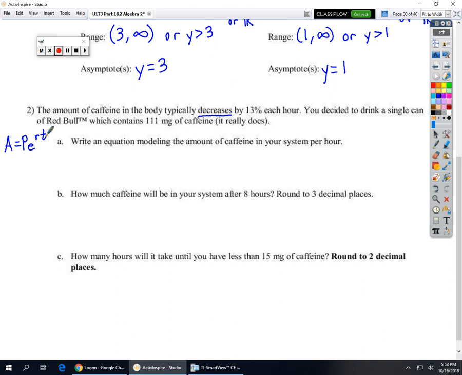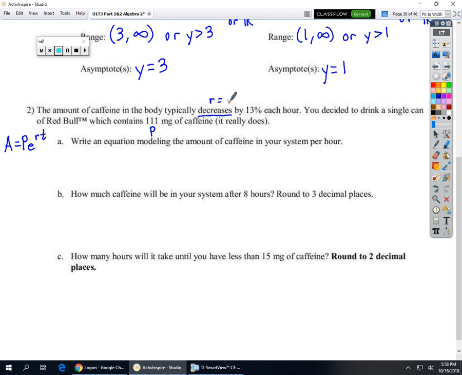So we need to identify all of whatever goes in the letters. So let's think. Write an equation modeling the amount of caffeine in your system per hour. Well, what would that P be? P is how much caffeine the drink originally had. What about R? R is the rate. Well, it's decreasing, so your rate's going to be negative.